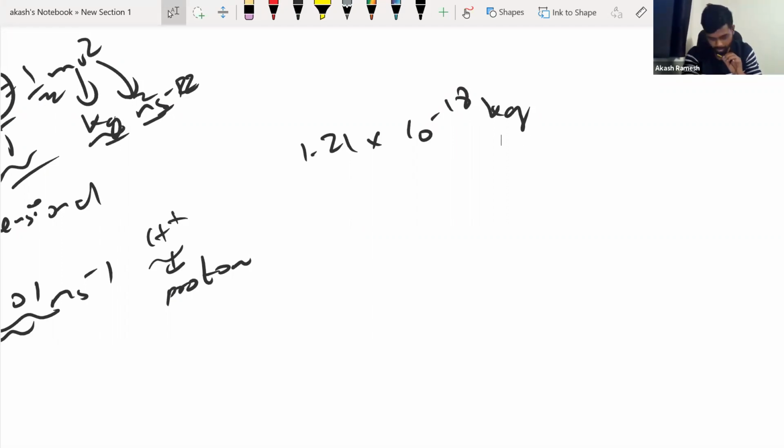Sir, can you repeat the question once again? Yeah, sure. So the question is, if the uncertainty in measurements of position and momentum are equal, calculate the uncertainty in velocity of a particle of mass 1.21 into 10 to the power minus 18 kg.